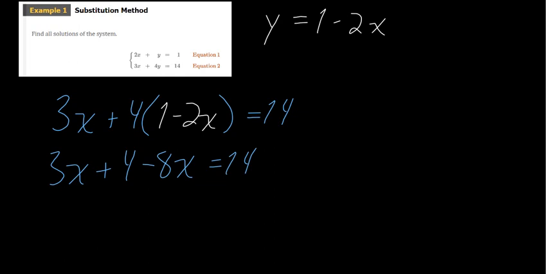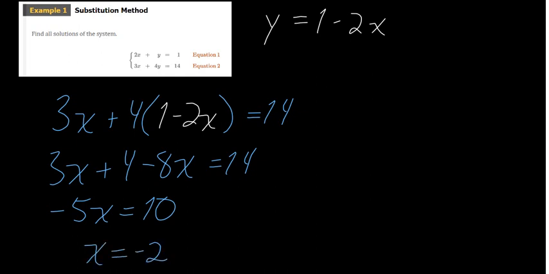Alright, so let's keep the x's on the left and put the constants on the right. So in order to do that, we're going to have negative 5x is equal to, minus 4, yeah, 10. And then if we divide both sides by negative 5, we have x is equal to negative 2.